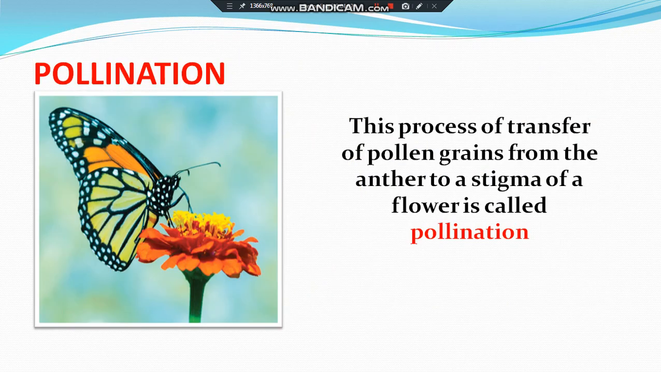Okay, let's now discuss the interesting topic known as pollination. Pollination is a very important event to form a fruit and seed. Let's now discuss pollination. The process of transfer of pollen grain from anther to stigma of a flower is known as pollination.